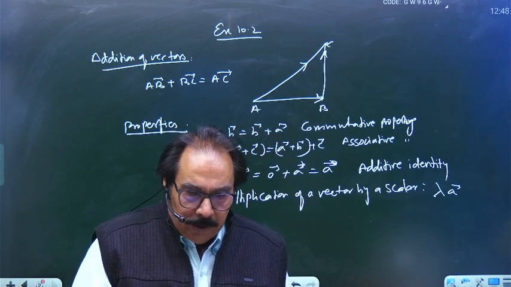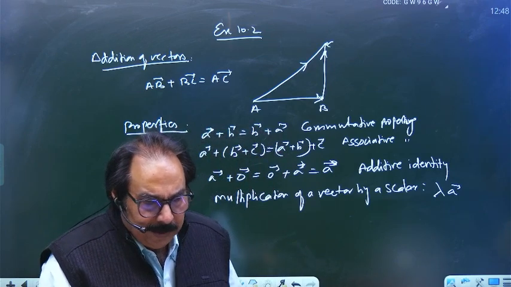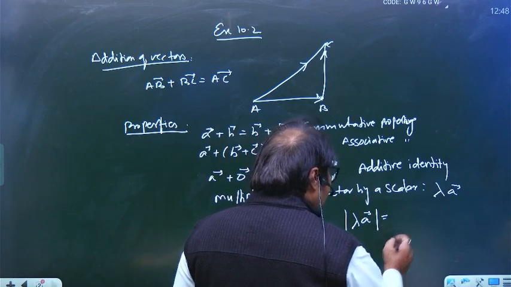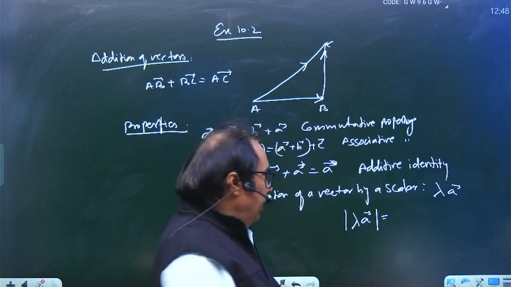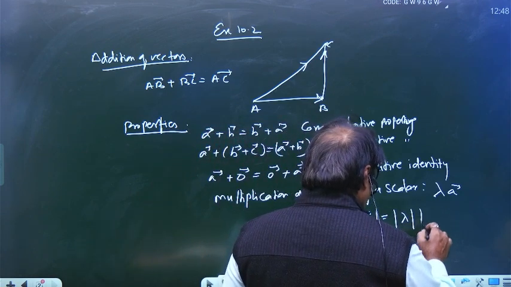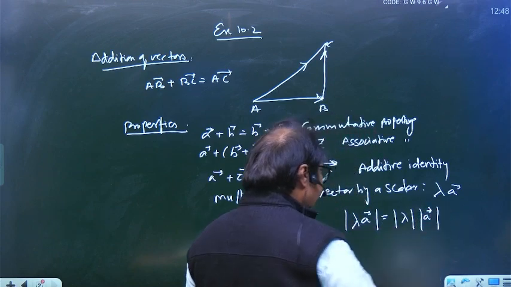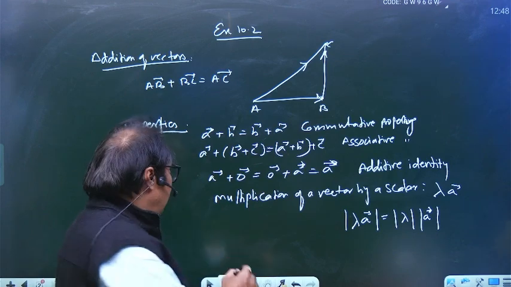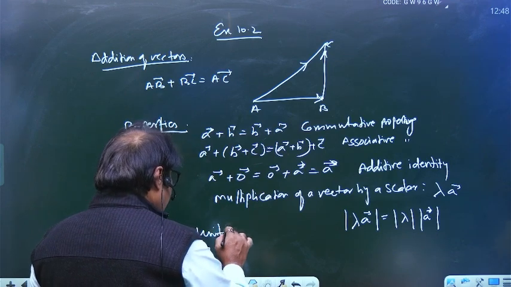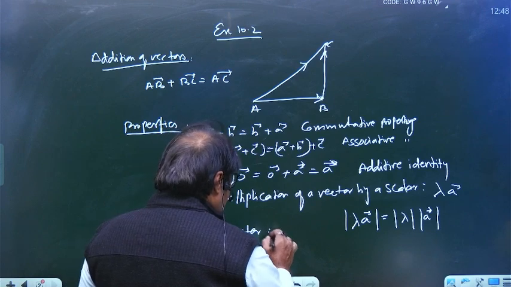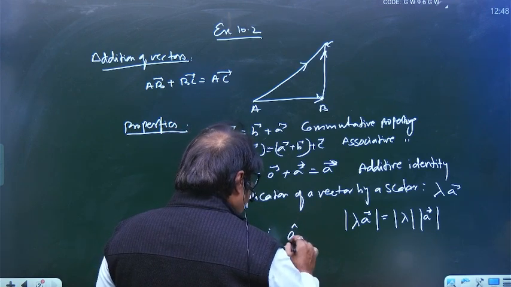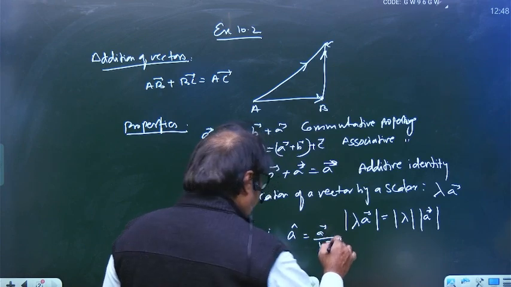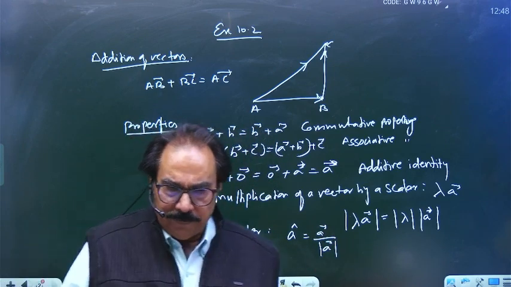The magnitude of lambda times A vector is equal to the magnitude of lambda into the magnitude of A vector. And for the unit vector, I have given you the formula: the unit vector is denoted by A cap, and A cap is equal to the vector upon its magnitude.